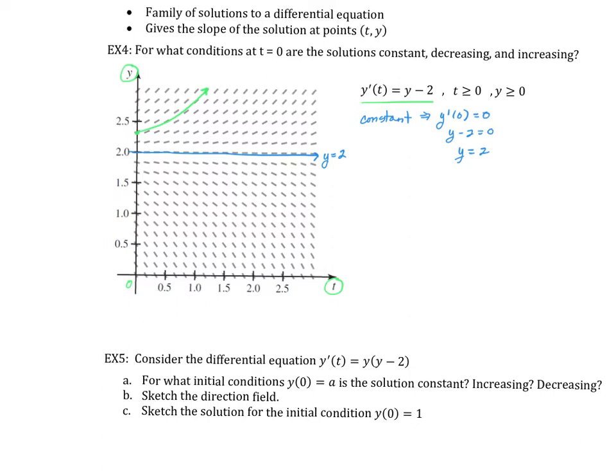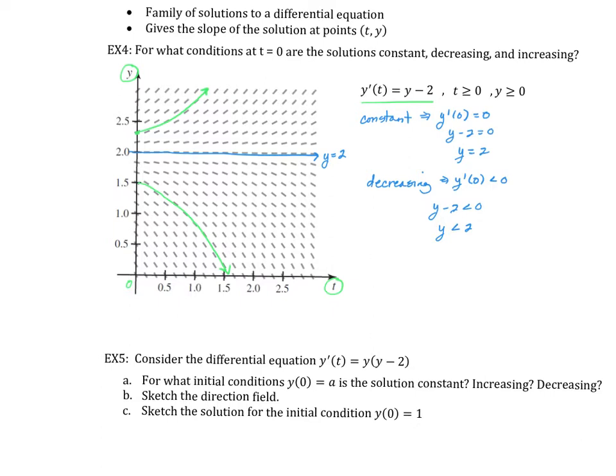Decreasing just means that the derivative is negative. So let's look at where the derivative is negative. Decreasing means this derivative, and we're looking at t is equal to 0, is less than 0 or negative. So that would be when y minus 2 is negative, which would be y less than 2. And you could see that if you pick any y value that's less than 2 and you follow the slopes, you get this solution that's going down.